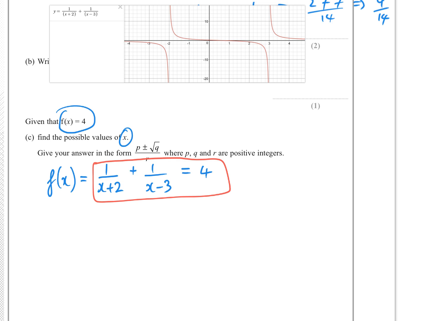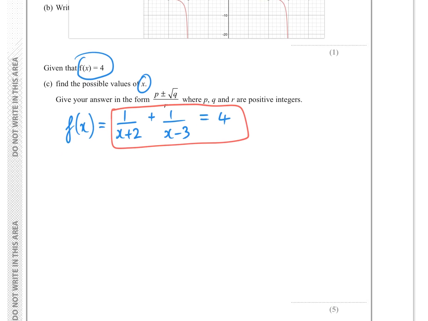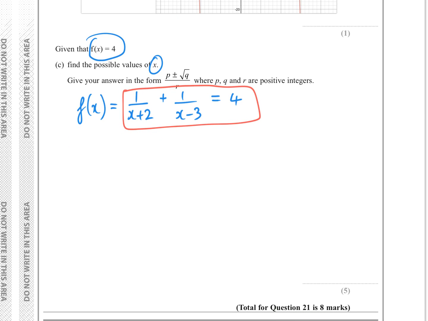So first things first, let's create a little bit of space for us here. It's 5 marks, it says, so we're going to get these fractions having the same denominator. So I'll do a little bit more detail here. So we're going to times this one top and bottom by x minus 3, which is really like timesing by 1, which doesn't change the value. And then I'm going to times this other fraction top and bottom by x plus 2.